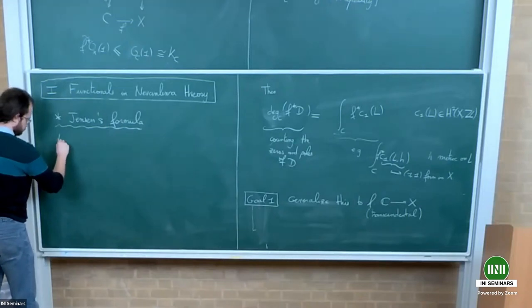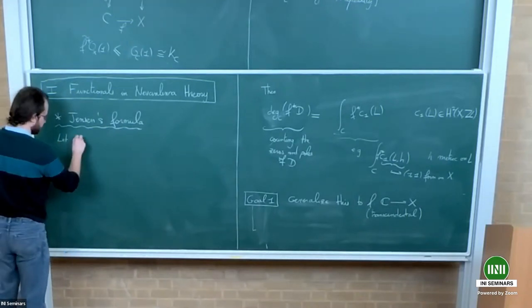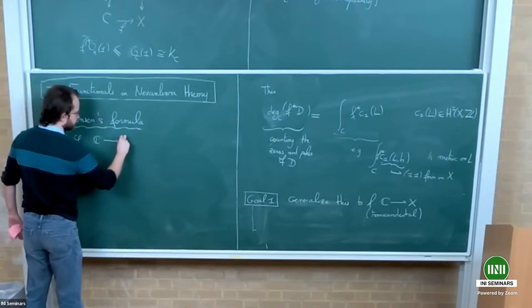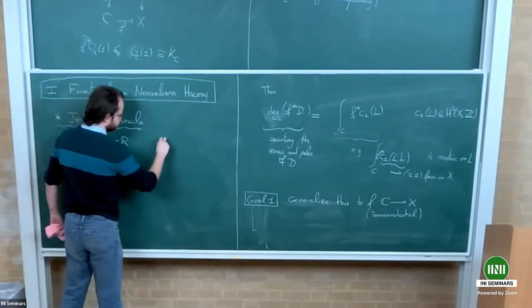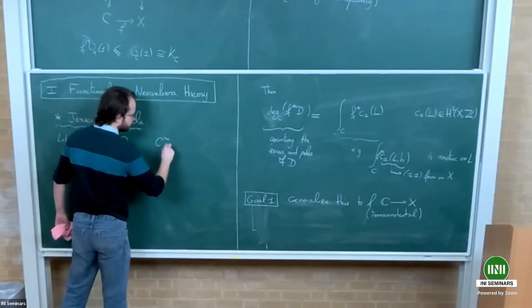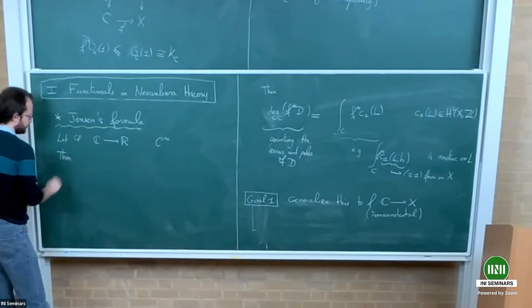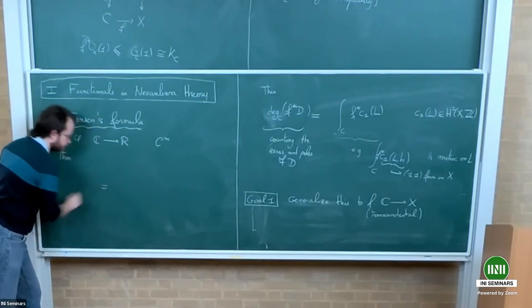I will state it that way. So consider a function starting from C going to, say, R. For the time being, I will just write C infinity. Then we have the following equalities.